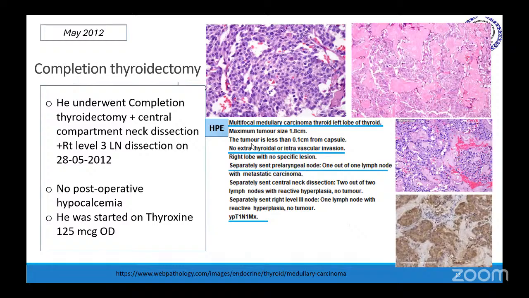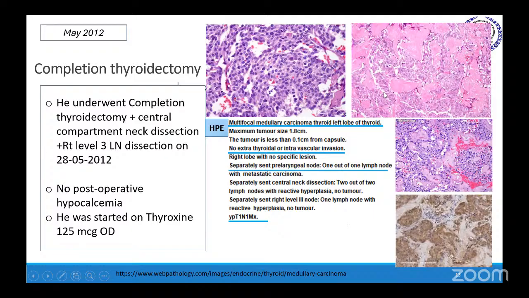His histopathology was noted as multifocal medullary carcinoma of the remaining left thyroid gland. There was no extrathyroidal or intravascular invasion. Only the central compartment lymph node was suggestive of metastatic carcinoma, and the lateral compartment lymph node showed only reactive hyperplasia. Hence, the staging was T1N1 MX.